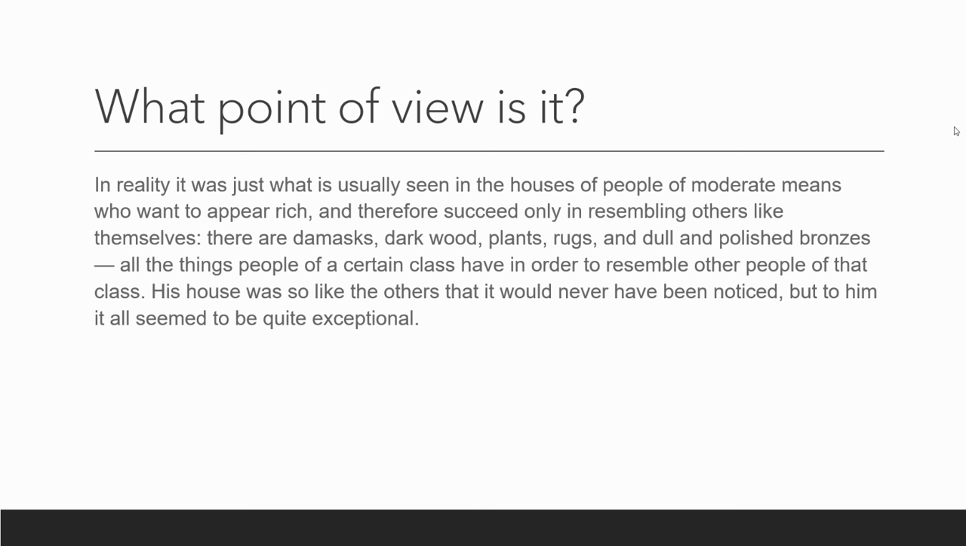The last one says, "In reality, it was just what is usually seen in the houses of people of moderate means who want to appear rich, and therefore succeed only in resembling others like themselves. There are damasks, hardwood, plants, rugs, and dull and polished bronzes. All the things people of a certain class have in order to resemble other people of that class. His house was so like the others that it would never have been noticed, but to him it all seemed to be quite exceptional." Here we're getting third person omniscient, or unlimited. We know everything. We know what's going on, and we know what the person is thinking.